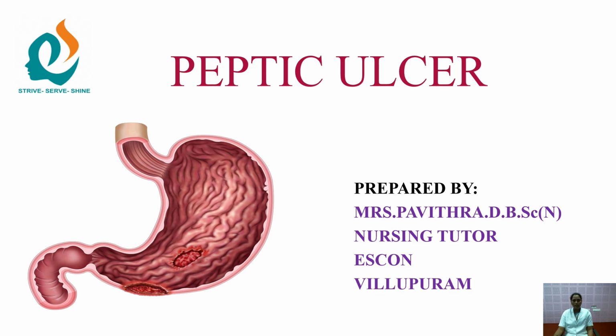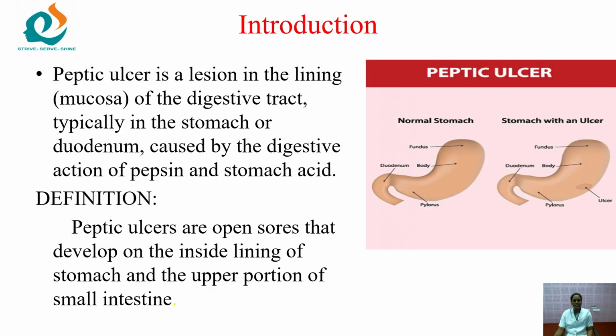Okay, now I am going to present about the peptic ulcer. What is the meaning of peptic ulcer? Peptic ulcer is a lesion in the lining of the digestive tract. The digestive tract starts from the mouth to anus: mouth, then pharynx, esophagus, then stomach, then small intestine, large intestine, then rectum and anus. The peptic ulcer is formed in the GI tract, typically in the stomach or duodenum.